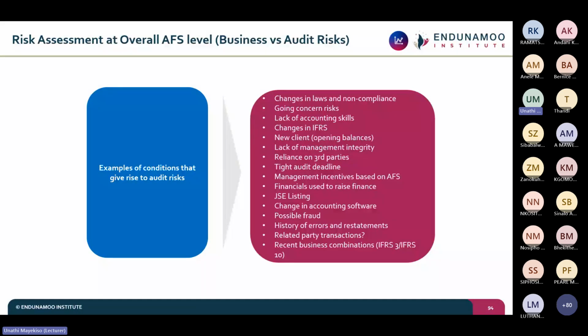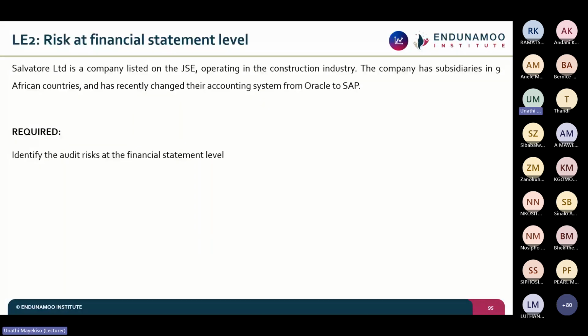I also had another example. I'm just trying to see. Okay, it's a quick one.